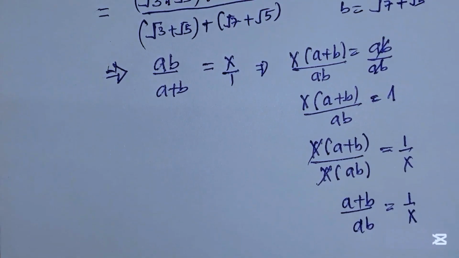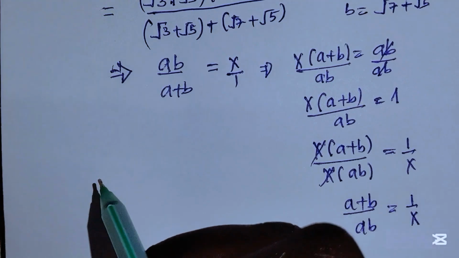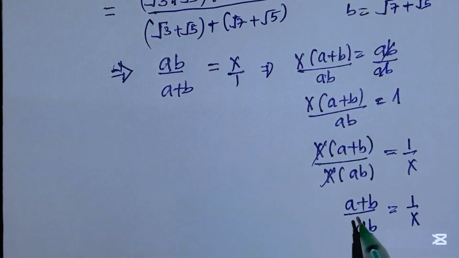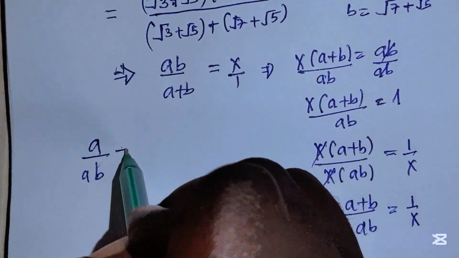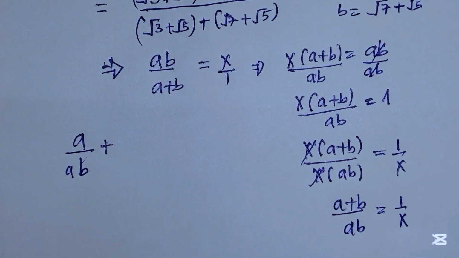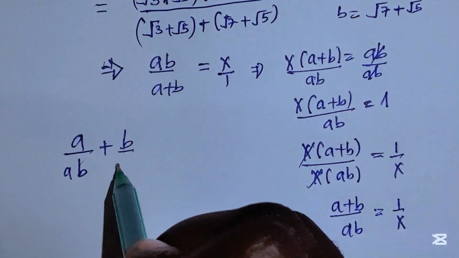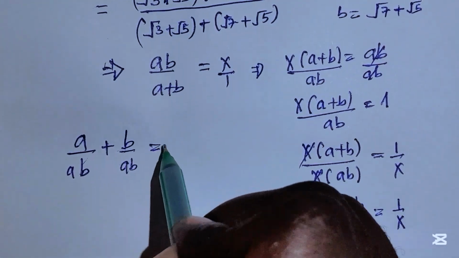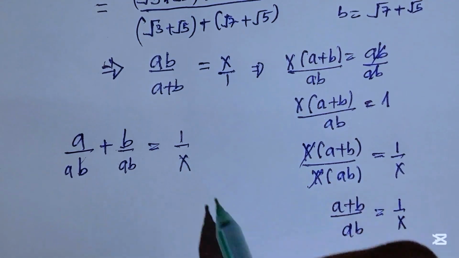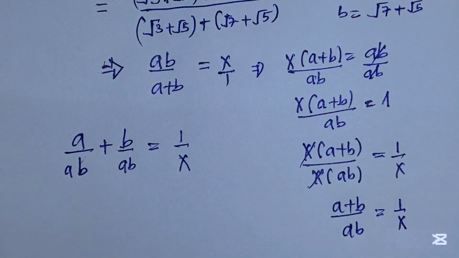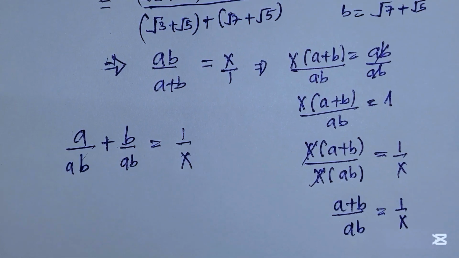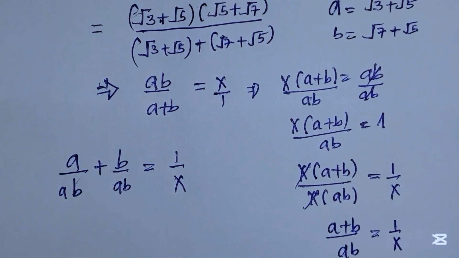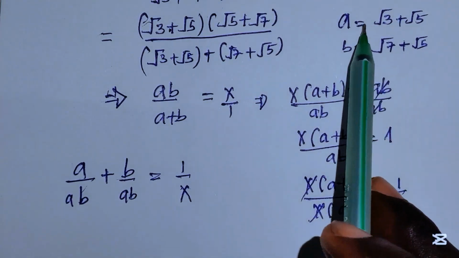So by coming to this one, here we can say A over AB plus B over AB will be equal to 1 over X, because what we do here is to separate this one.